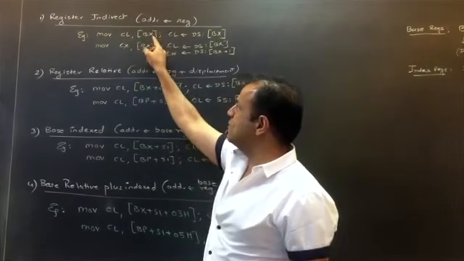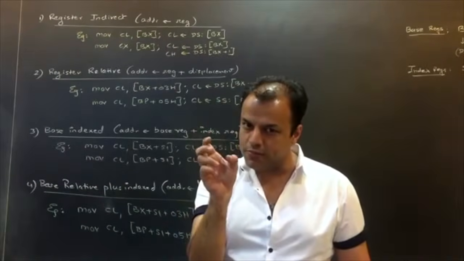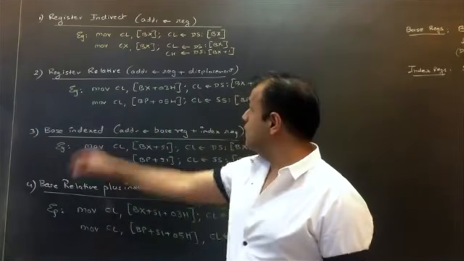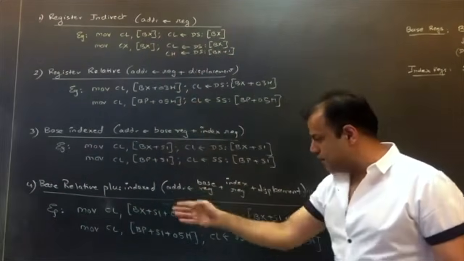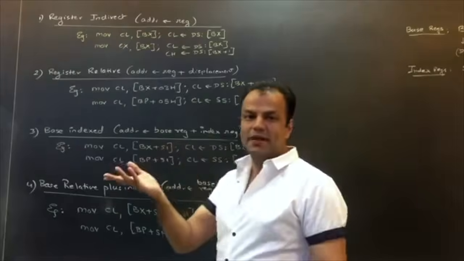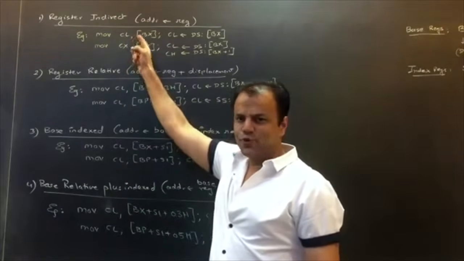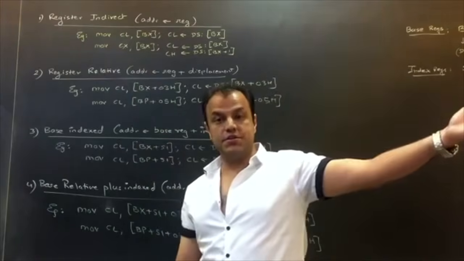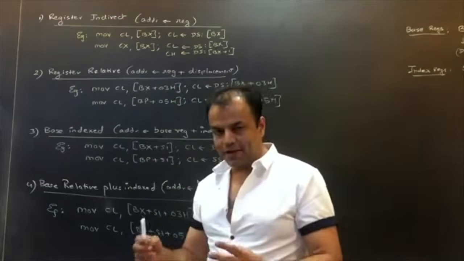Move CL comma square bracket BX. What did I tell you 5 minutes back? Anything given within square brackets will act as an address. I repeat, anything. Whether it's a number, whether it's a register plus a number, whatever. The moment you put square brackets, it becomes an offset, it becomes an address. So who is getting the data? CL. Not from BX. From some memory location whose address is given by BX. I repeat.